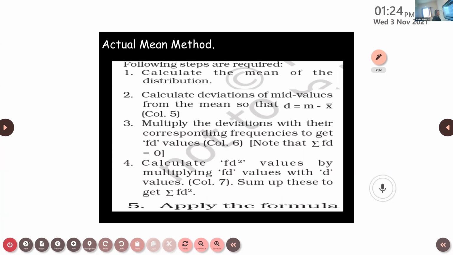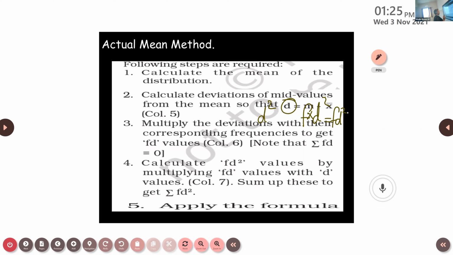Now one more method is there. Here they have told you F into D, then you will get FD. Then FD into D, you will be getting FD square. Either you can follow this method or, D you are finding here, you can find D square. Then with this D square, we can multiply F into D square, you will be getting FD square. This is the one which we followed before when we did the actual mean method deviations.